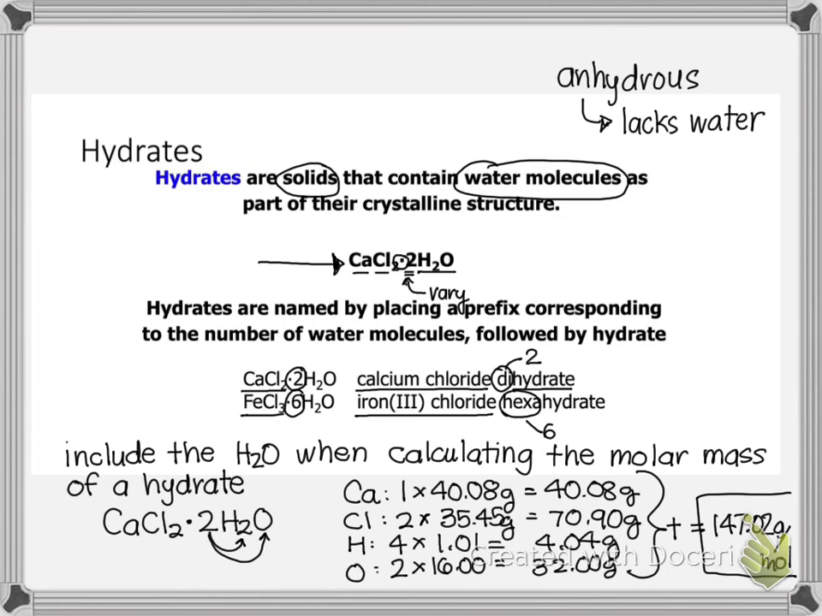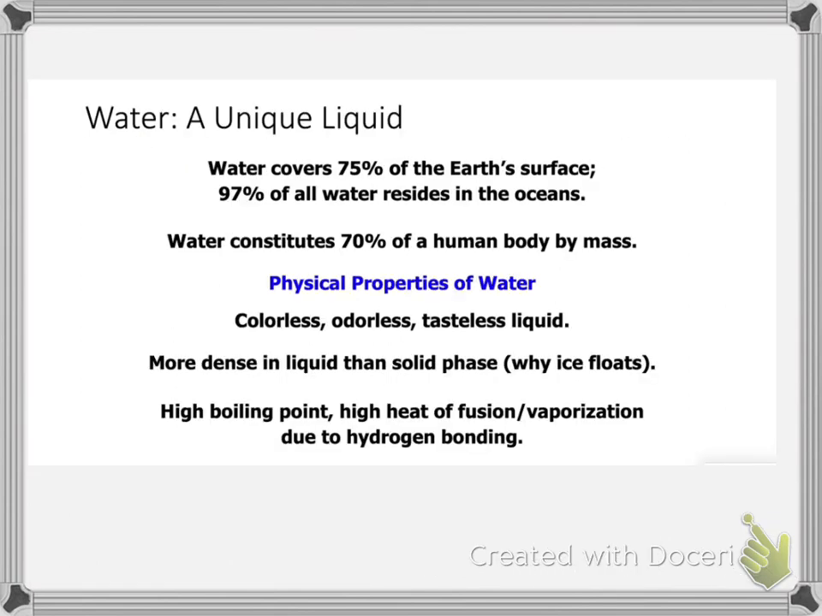All right, so while we're talking about water, I have one more slide in this section. And just a few things about water, and I will put a star by the things I want you to know in your mind. So water is a unique liquid. So if you look at the first part here, I'll tell you what I want you to memorize. Water covers 75% of the Earth's surface, 97% of the water resides in oceans. It also is a reason why there are sometimes water shortages if 97% of the water is salt water. Water consists of 70% of the human body by mass. So we also have a lot of water in our bodies. Those are interesting things. You don't have to memorize those for this class.